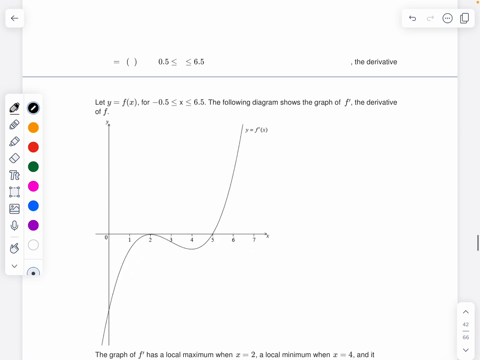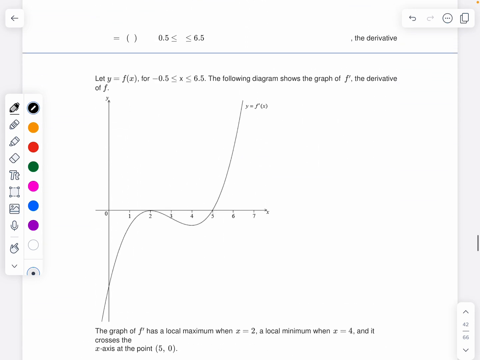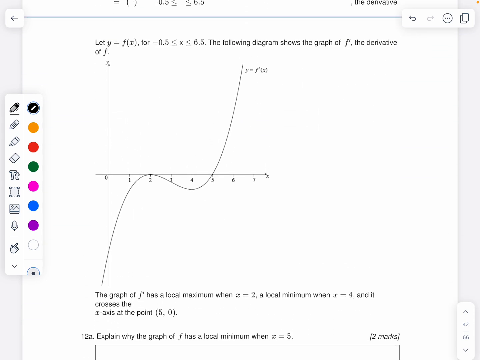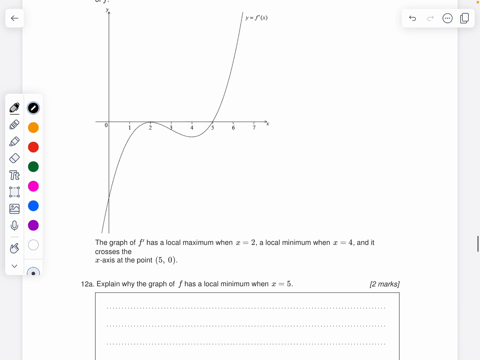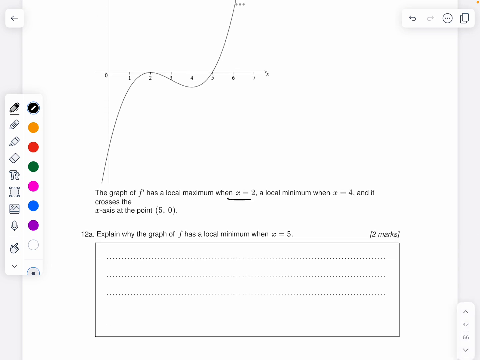Next, question number 12. Let y equal f of x, where x lies between -0.5 and 6.5. The following diagram shows f prime of x, the derivative. The graph of f prime has a local maximum at x equals 2 and a local minimum at x equals 4, and crosses the x-axis at (5, 0). Explain why the graph of f has a local minimum at x equals 5.